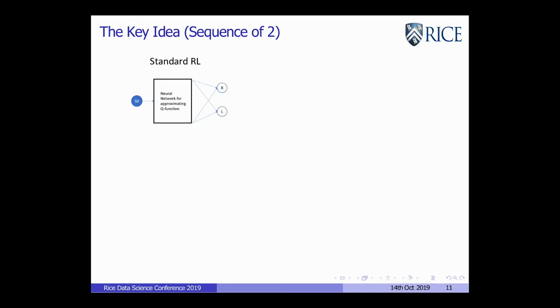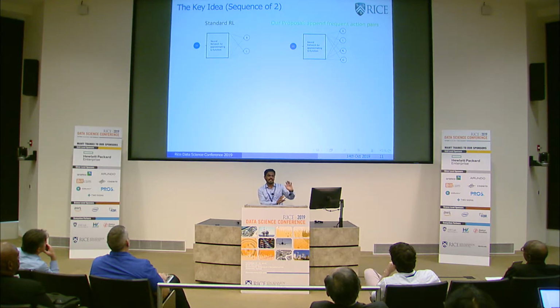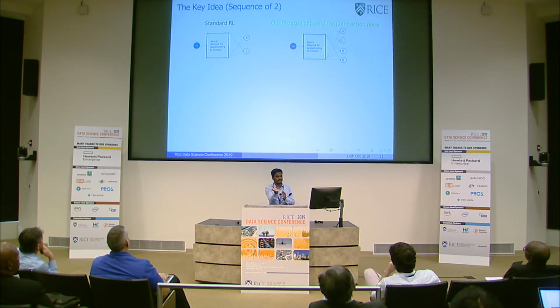So now, how do we vindicate our hypothesis? Let's limit our sequences to just length of 2. So we're looking at action pairs, and let's have a toy example with just 2 basic actions. A standard reinforcement learning would have a simple action space as shown on the left side. What we are proposing is to append the action space with frequent action pairs. In this example, we are showing right-left and left-left to be frequent action pairs.